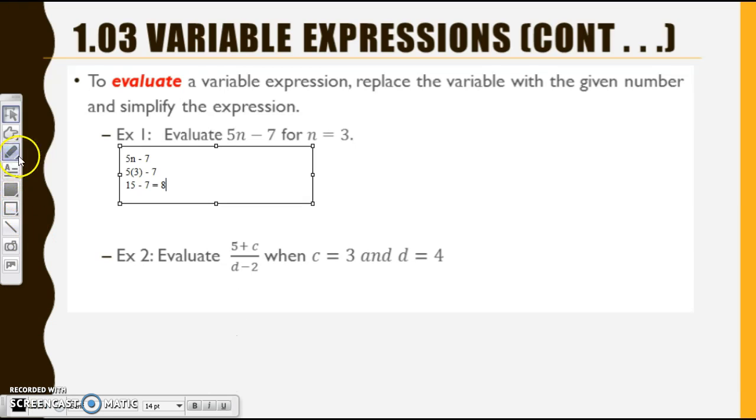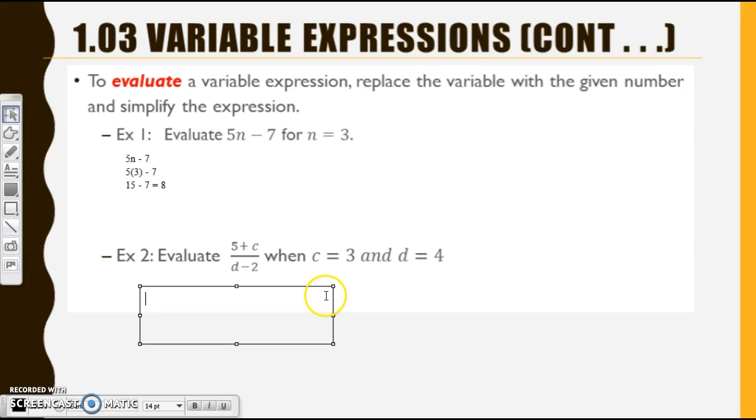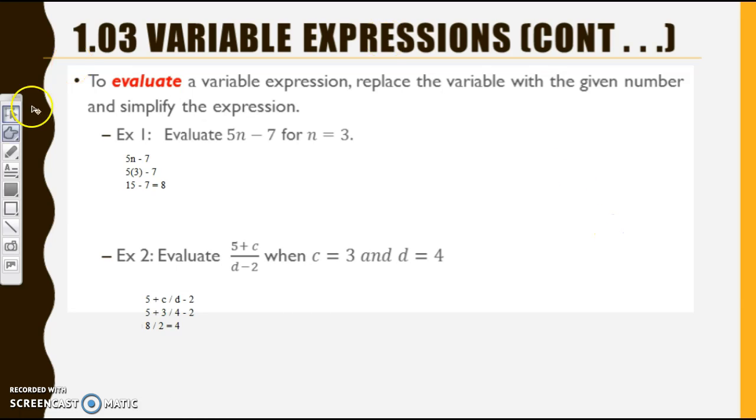So let's do one more. Evaluate 5 plus c divided by d minus 2. When I have two different variables, I still do the same thing. I just follow the directions. So I have 5 plus c divided by d minus 2. For c, they want me to plug in 3, and for d, they want me to plug in 4. So 5 plus 3 is 8. 4 minus 2 is 2. 8 divided by 2 is 4. And we're done. So our answer for the first one is 8, and our answer for the second one is 4.